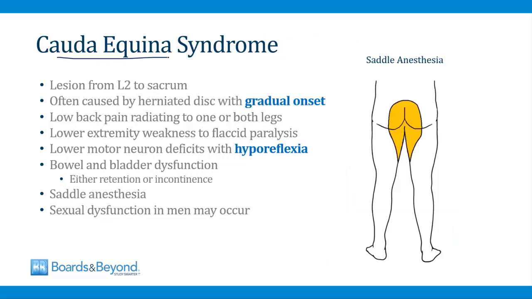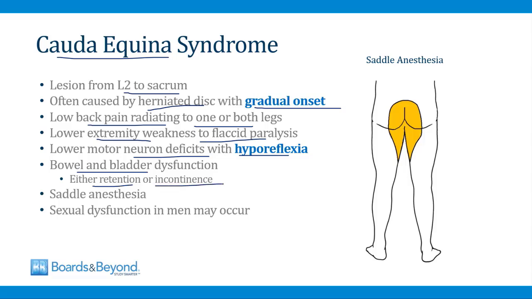So the cauda equina syndrome occurs when there's a lesion anywhere from L2 to the sacrum, and this can be caused by a herniated disc, and when that happens, sometimes the cauda equina syndrome presents with a gradual onset of symptoms. So patients can present with low back pain radiating to one or both legs, but then beyond this, they'll have lower extremity weakness all the way to flaccid paralysis, depending upon how much nerve disruption has occurred. You can also see lower motor neuron deficits with hyporeflexia on reflex testing. And then because these nerves innervate the pelvis and the sacrum, you can see bowel or bladder dysfunction. Patients can either have retention of urine or incontinence of urine or stool.